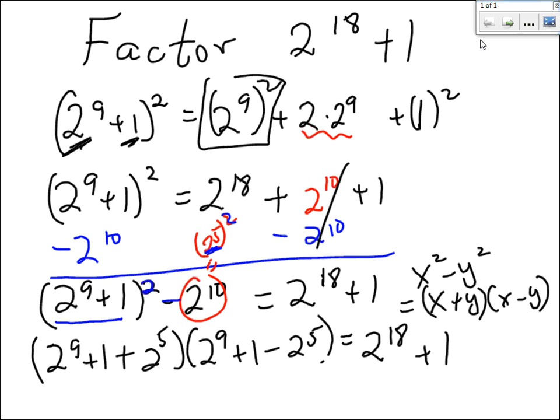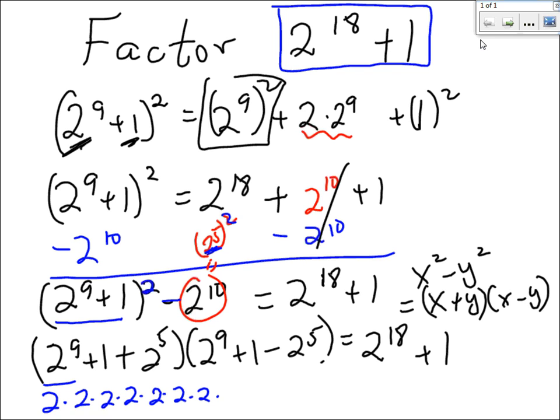Now, for the record, at the very beginning, you could have multiplied 2 by itself 18 times and then added 1 and tried to factor from there. Now we just need 2 to the 9th: 1, 2, 3, 4, 5, 6, 7, 8, 9. We also need 2 to the 5th. So it's 2, 4, 8, 16, 32, 64, 128, 256, 512. 2 to the 9th is 512.